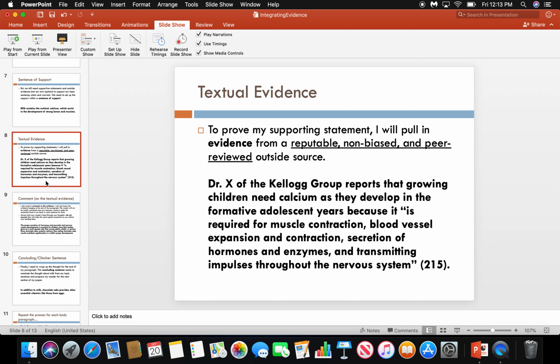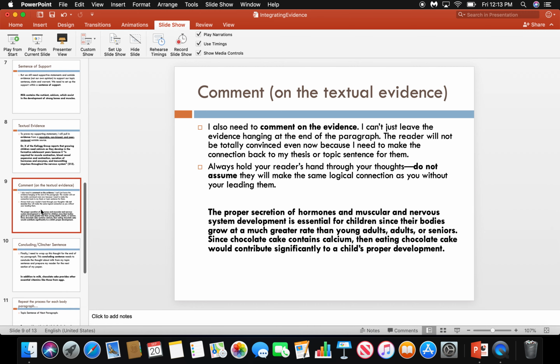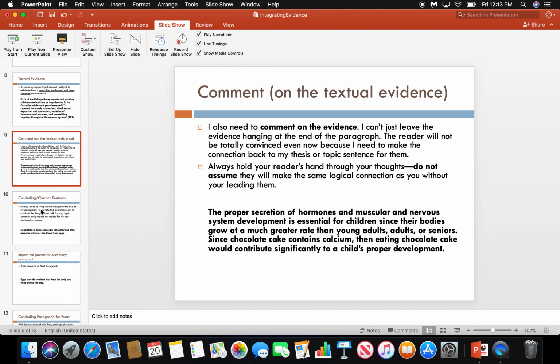The very first portion of the very first sentence up there is called a signal phrase. This means we are introducing the idea and the outside source into our sentence. So, what we need to do from here is we need to comment on the evidence, as we cannot leave the evidence hanging at the end of a paragraph. The reader will not be totally convinced even now because we need to make the connection back to our thesis statement or topic sentence for them.